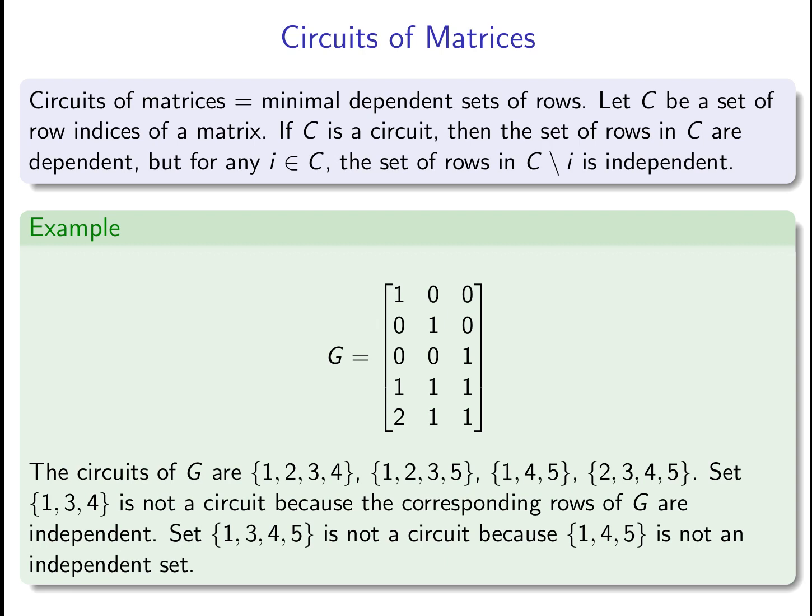Set 1, 3, 4 is not a circuit. Why? Because the corresponding rows are independent. Set 1, 3, 4, 5 is not a circuit. Why? Because if we remove 3 here, the set 1, 4, 5 that we get is still dependent, not an independent set.